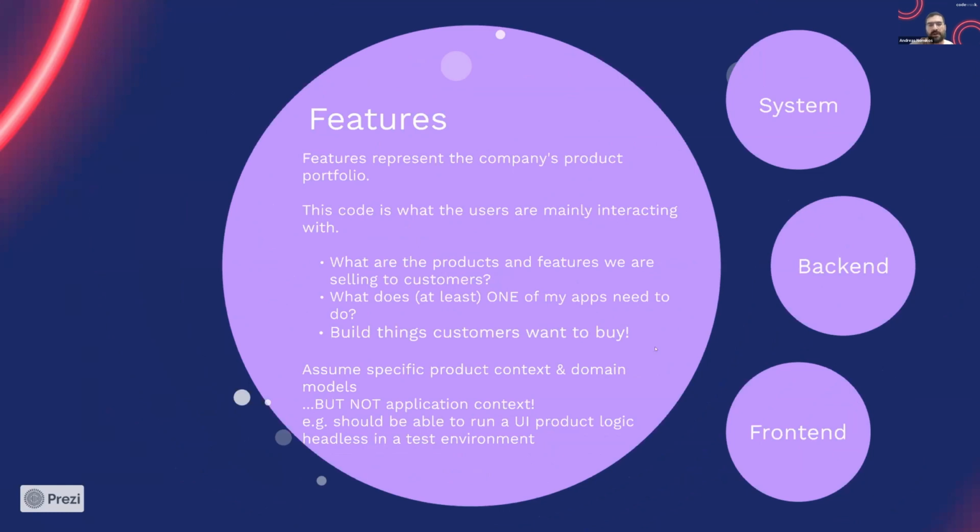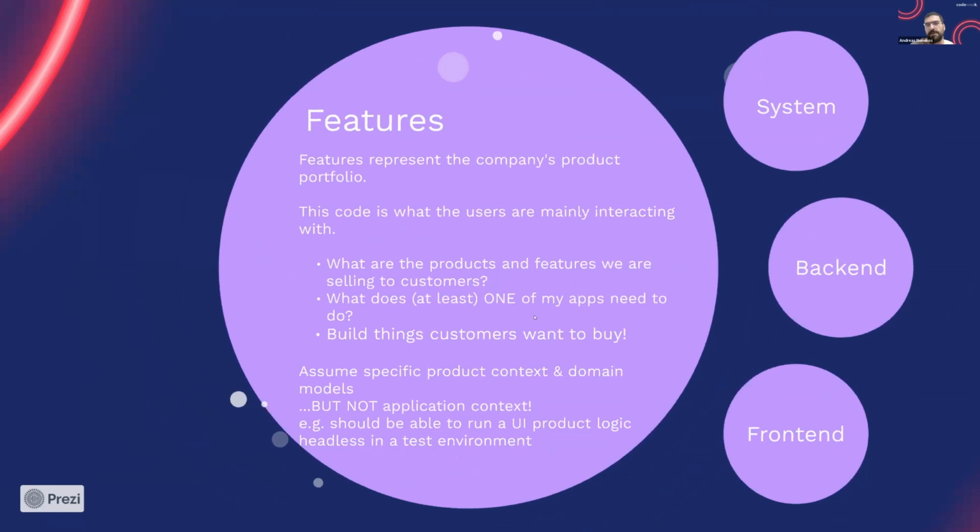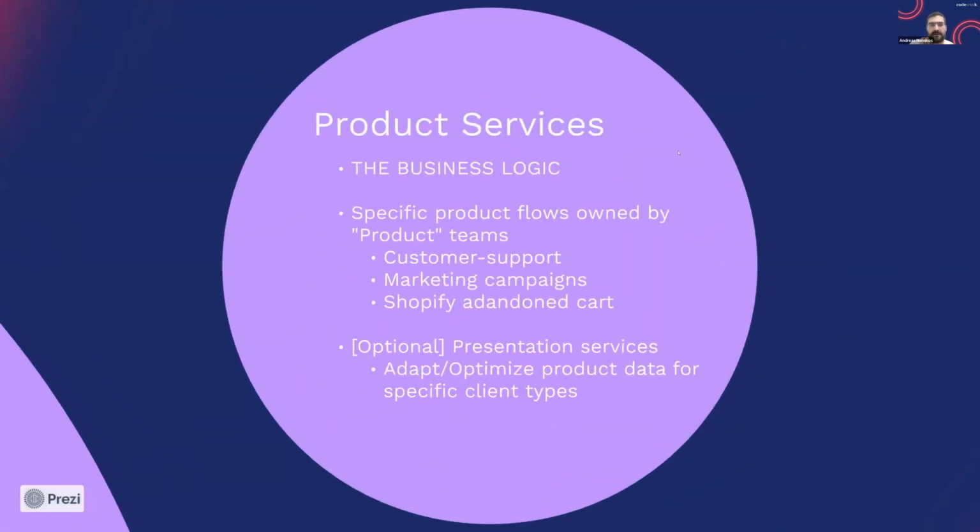Or I should be able to create, let's say, a demo application that just has my feature and not every other bundled feature that we ship in our regular application. At the system level, this materializes mostly as product services, which is where the core of the business logic runs for the company. Those are product flows that are owned by specific product teams as you scale up.